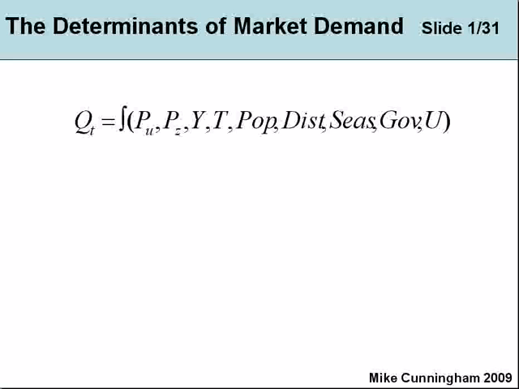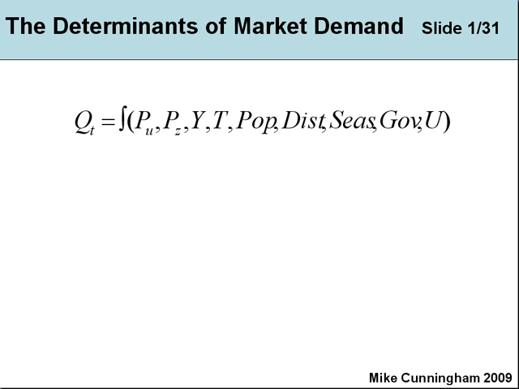This class will continue to look at the determinants of market demand, and in this case we're going to look at the second term inside the bracket, the PZ. Now PZ stands for the price of related goods.